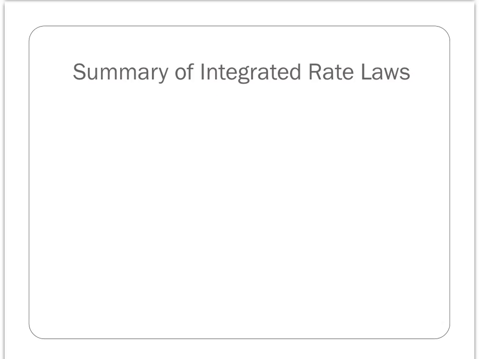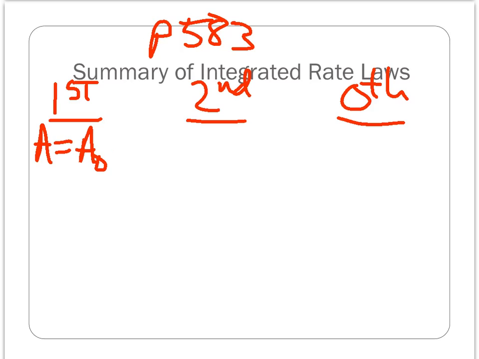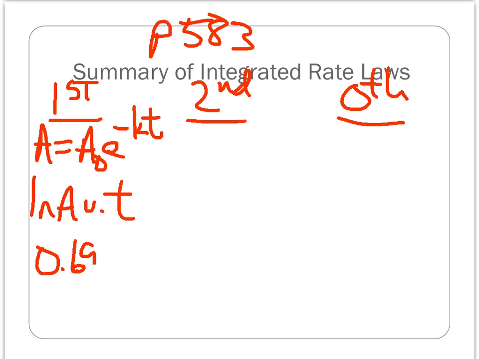Okay? So, let's put all of this information together in one handy-dandy little chart. And you can find a very similar chart on page 583 of the textbook. All I'm going to do here is summarize the first, second, and zeroth order equations we just developed. And for each one, I'm going to write out the corresponding equation. So for first order, we might write, for example, A equals A0 e to the minus kt. The straight line relationship is the natural log of A versus time for first order. And first order half-life is 0.693, the natural log of 2, divided by the rate constant k.